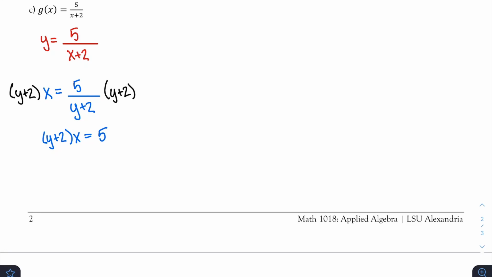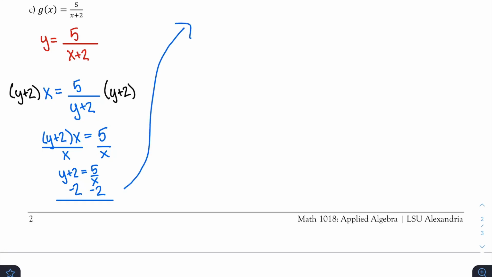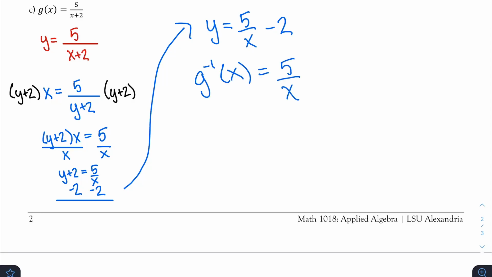Notice I did not multiply my x and my y plus 2. One way I might encounter this is, what if I just divide the left and right by x? If I do that, I'm left with y plus 2 is 5 over x. And then all I have to do to finish up my problem is subtract 2 from the left and the right, leaving me with y is 5 over x minus 2. Or in other words, g inverse of x is equal to 5 over x minus 2.